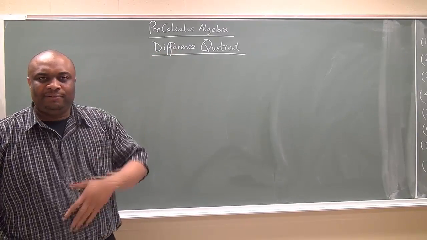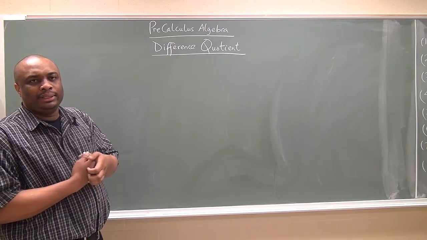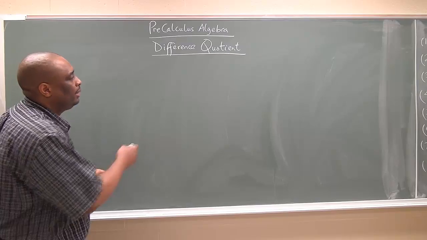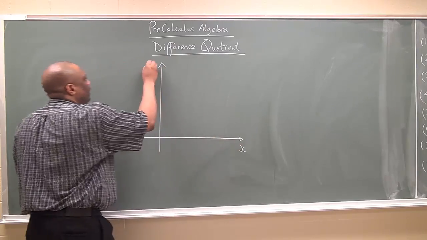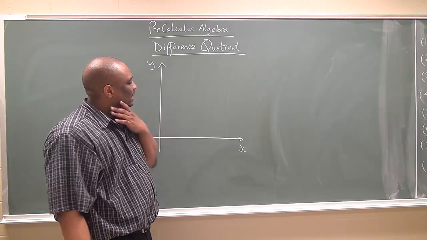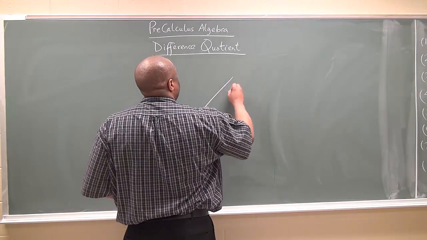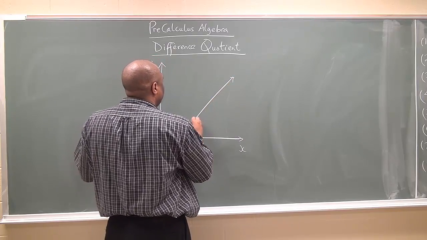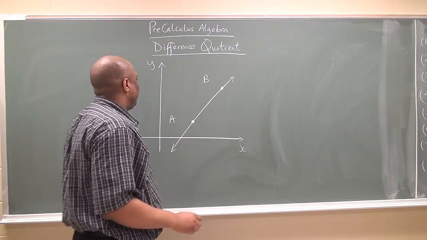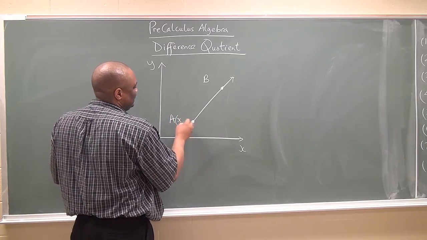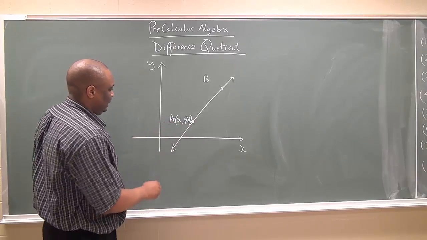Let's talk about what we mean by difference quotient. Let's recall if we have 2 points on a rectangular coordinate system. That is your graph, a 2-dimensional coordinate system, your y-axis and your x-axis. So let's say we have 2 points on this graph, a point A and a point B. Let's say that point A is x and f of x.